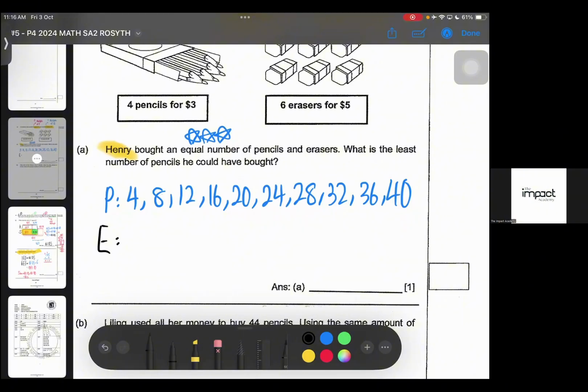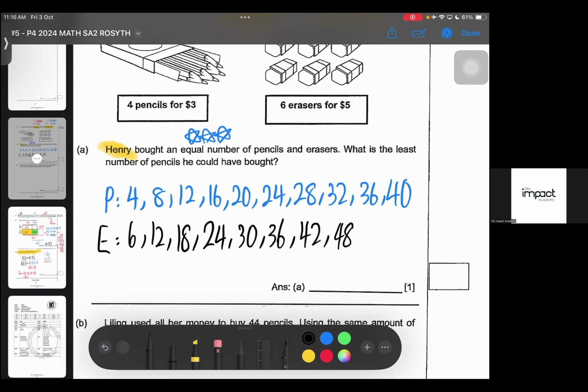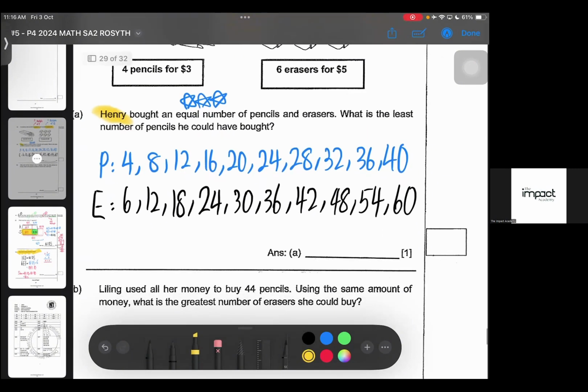Stove. 6, 12, 18, 24, 30, 36, 42, 48, 54, and 60. Very good. So let's ask ourselves, right?